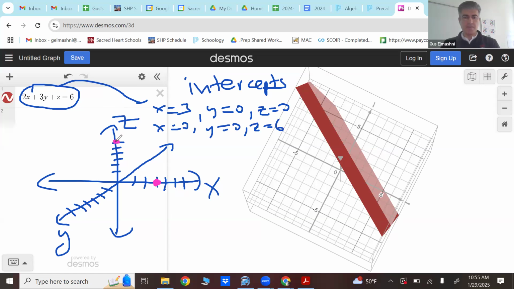So that's 6, right here. And lastly, what if X and Z are both 0? Y is 2. Correct. So you have a dot right here. So the way this looks, you connect these.